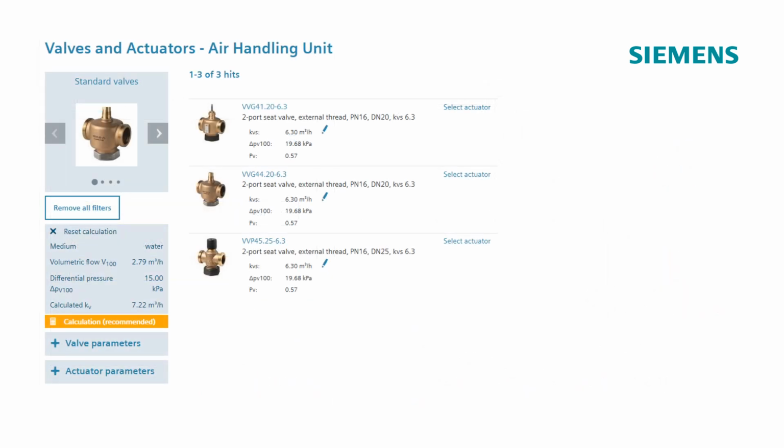Based on the volumetric flow calculation with this temperature difference and a desired delta PV100 of 15 kPa, a list with 3 suitable valves results. Based on the same considerations as applied for the cooling coil, a valve type VVG41 is also being selected, with a nominal diameter of 20 and a kVS value of 6.3 cubic meters per hour. Additionally, a suitable actuator is being selected with the same parameters as for the cooling coil.